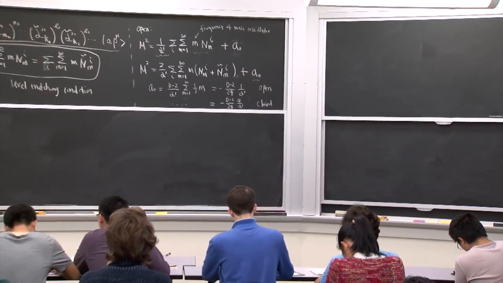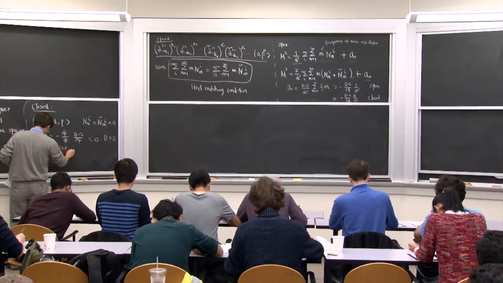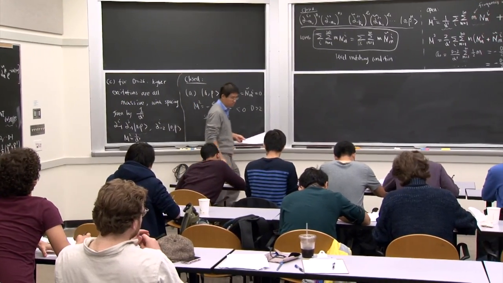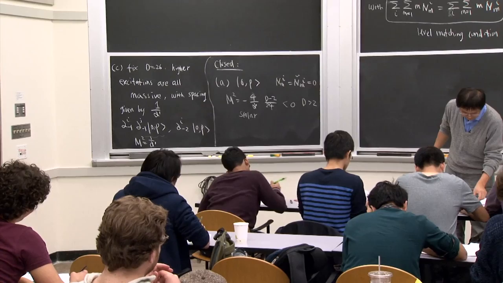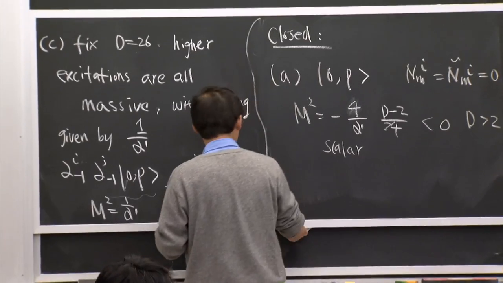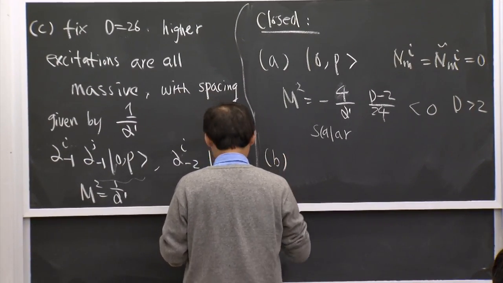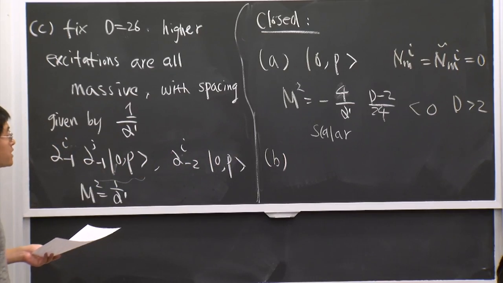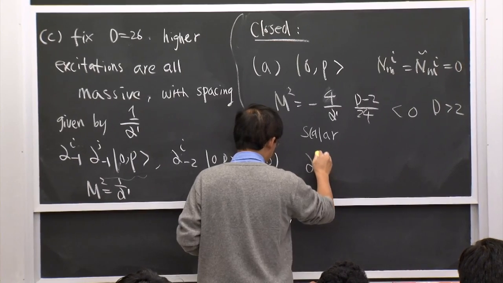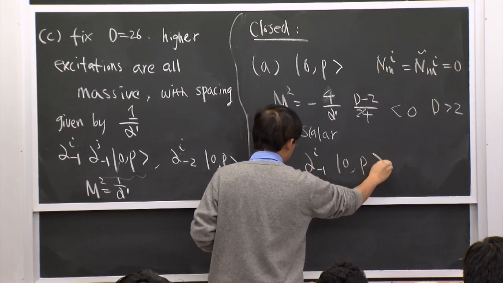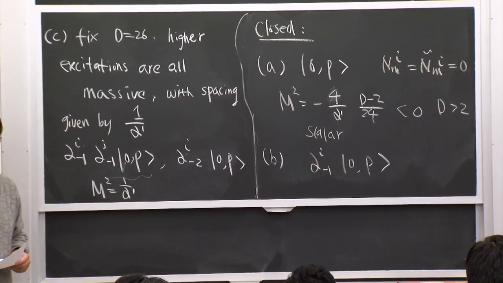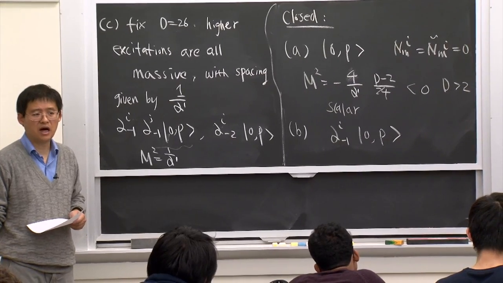And this is a scalar, because there's no other quantum number. Okay. Now we are familiar with the tachyon, so we don't need to worry about it. So let's look at the next. Naively, you may say, let's do this one as an open string case. But this is not allowed.